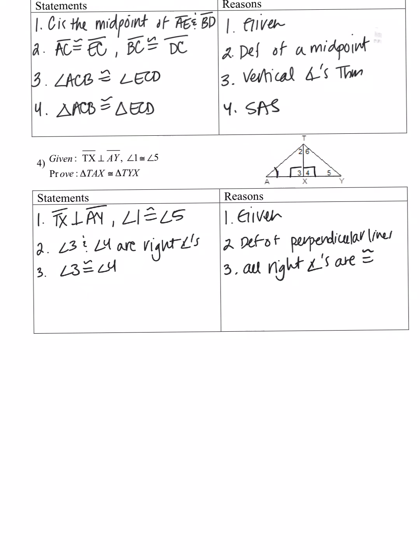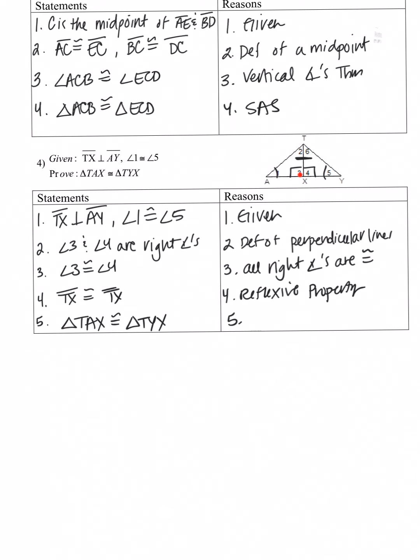Okay, angle 1 and angle 5 were also mentioned as congruent. Now I've got to look for any other piece of information I may possibly have. Do I have vertical angles? No. Do I have parallel lines? No. But do I have a shared side? Yes, I do. I notice TX is congruent to TX. This is our reflexive property. And then I finally realized here that the 2 triangles are congruent. Triangle TAX is congruent to TYX by angle, side.